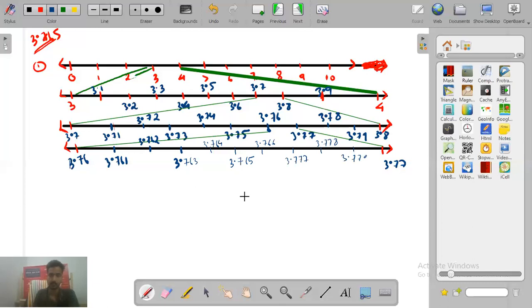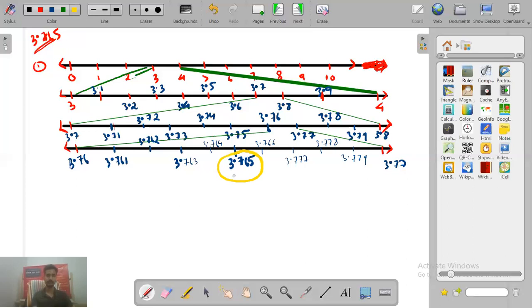3.779. So our required number is this one, 3.765. Yes, this number is the required number. 3.765 is our required number, yes or no? So this is our required number. You can give a circle here with a pencil. So this is the required number.